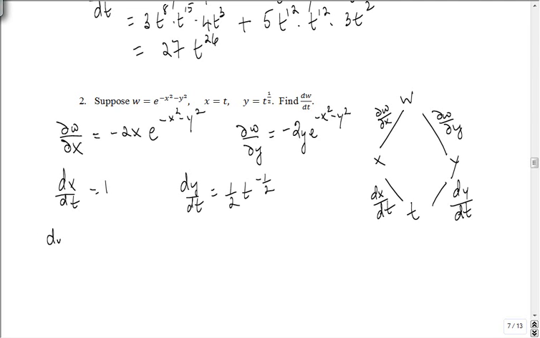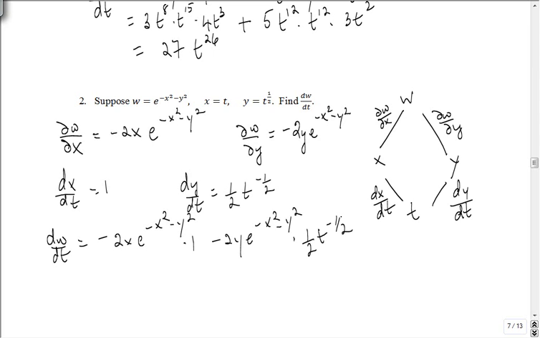Now let's find dw dt. So from your little diagram there, you multiply these two on the right and add them. So partial w with respect to x times dx dt is minus 2x e to the minus x squared minus y squared times 1. And then you have these two multiplied together: minus 2y e to the minus x squared minus y squared times a half t to the minus a half.